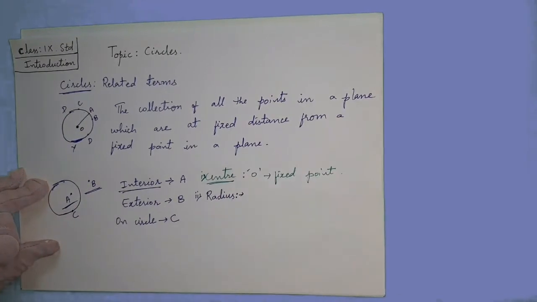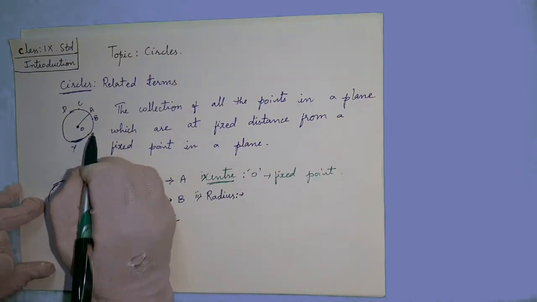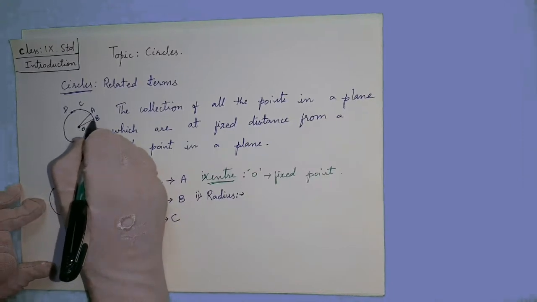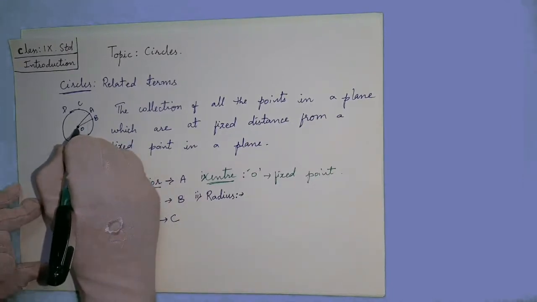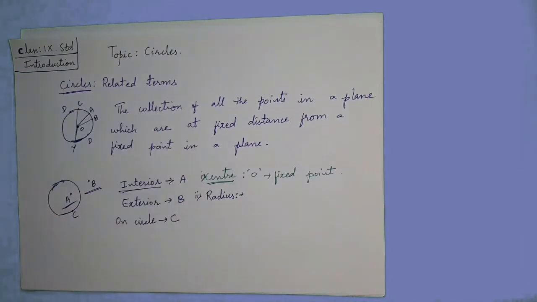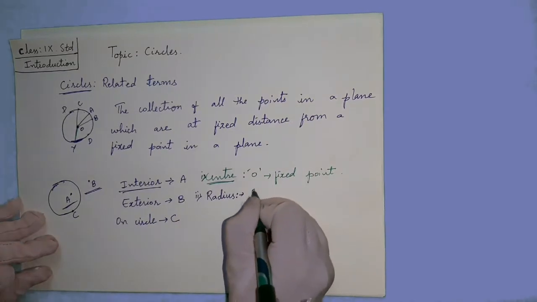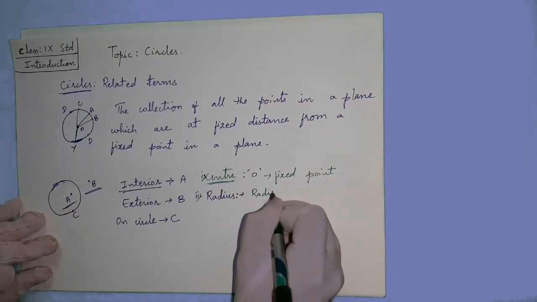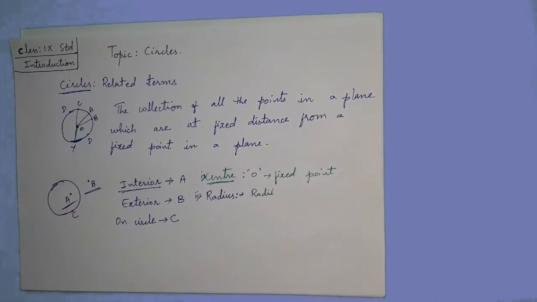What do you mean by a radius? Radius is nothing but a line segment from a center to any point on the circle. If I am joining this O to B, from O to Y, if I am joining this O to C, these all are nothing but the radius, and the radius plural form is radii. When we are having more than one radius, we are saying it as radii.